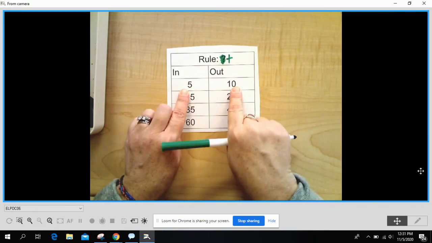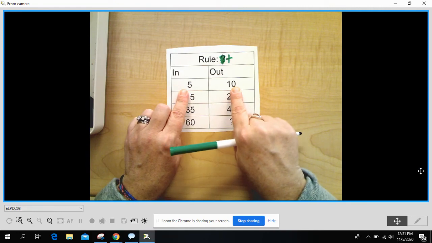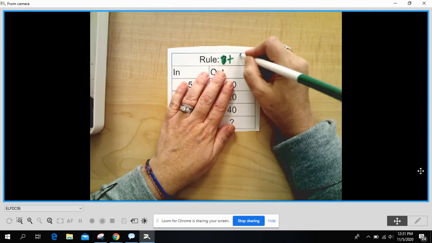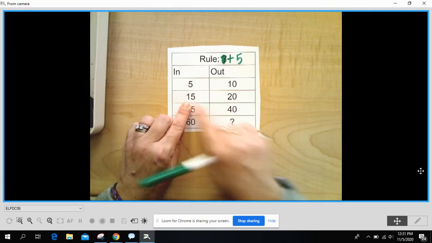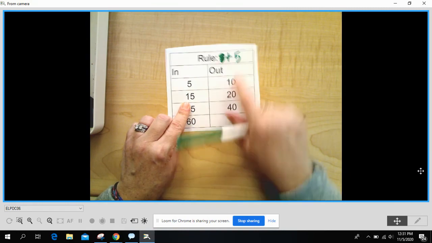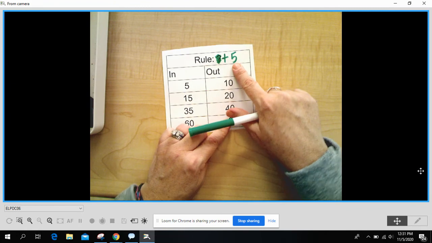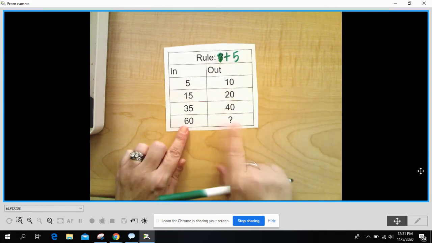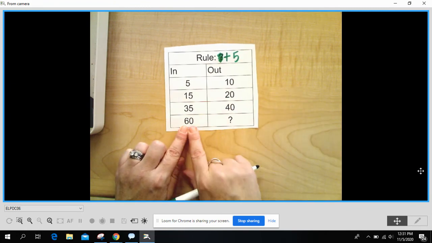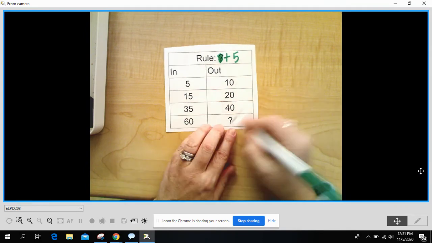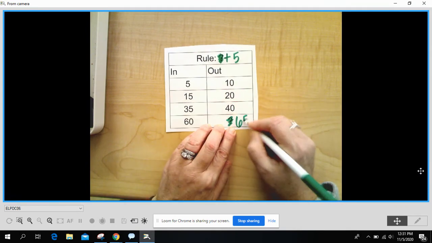From 5 to 10, and I know this from skip counting by 5s, is a plus 5. From 15 to 20 is a plus 5. From 35 to 40 is a plus 5. I think you've got it too. So what do we need here to fill in? 60 plus 5 is 65.